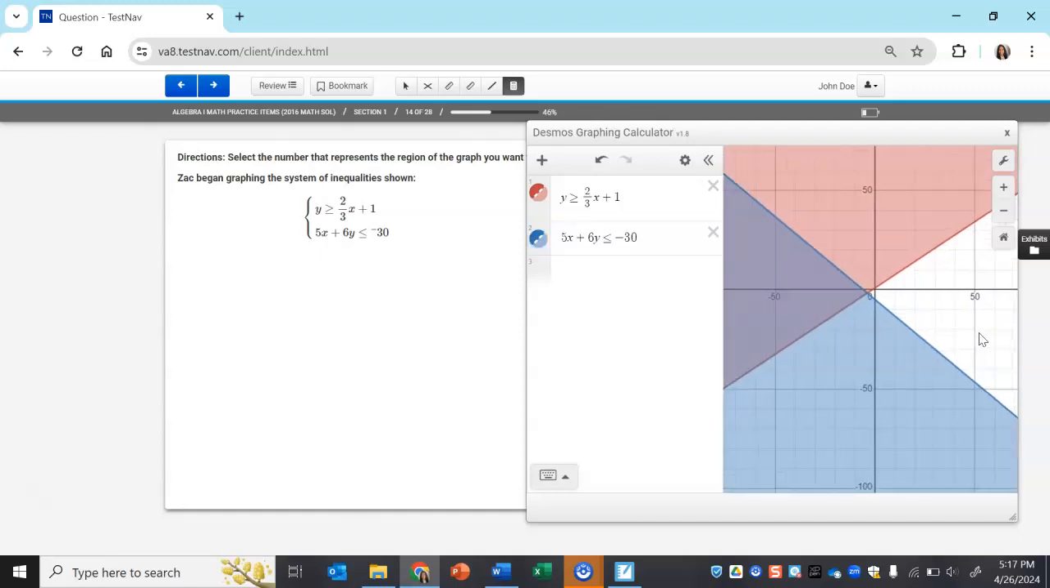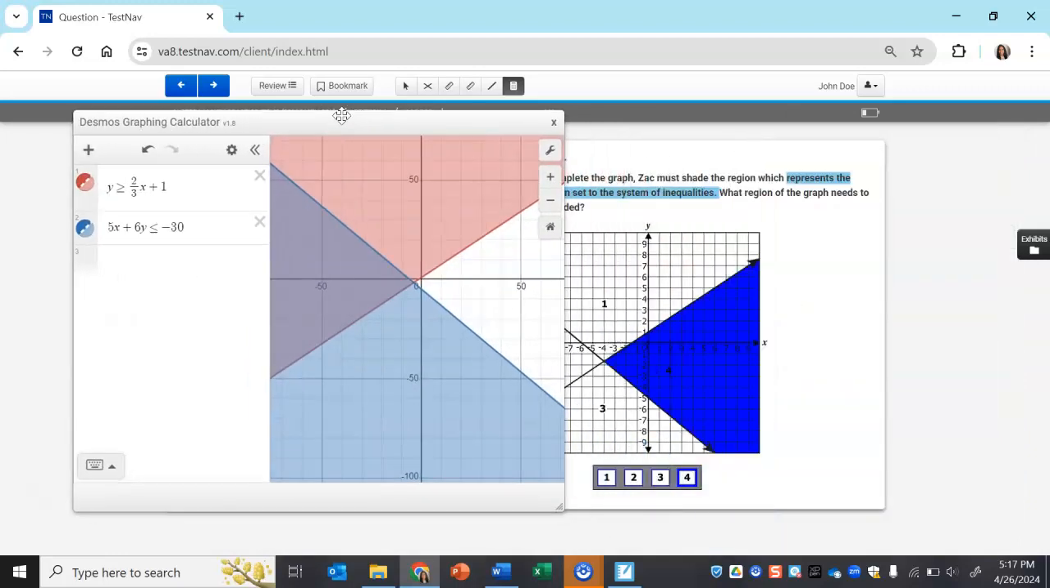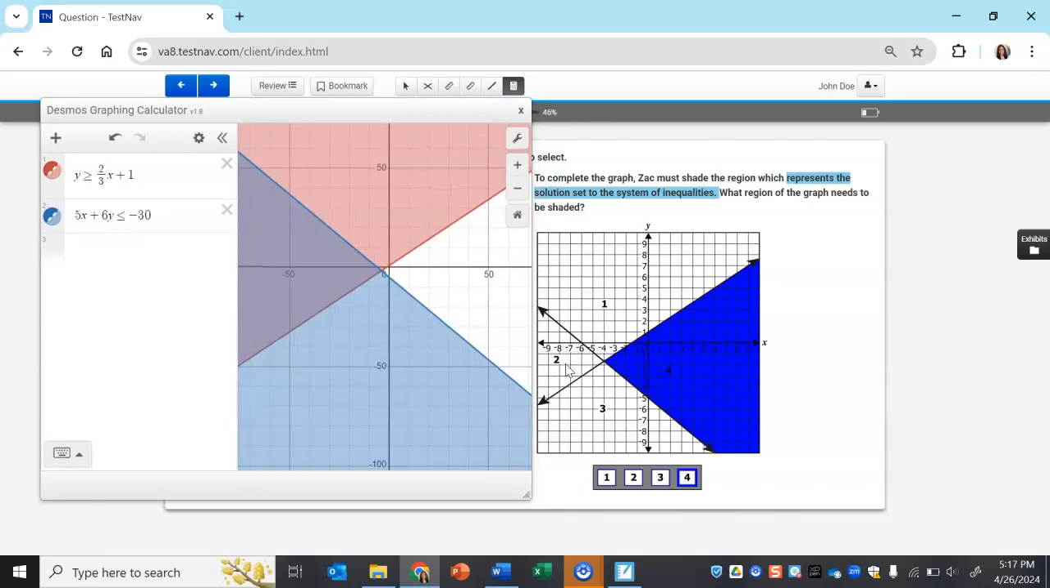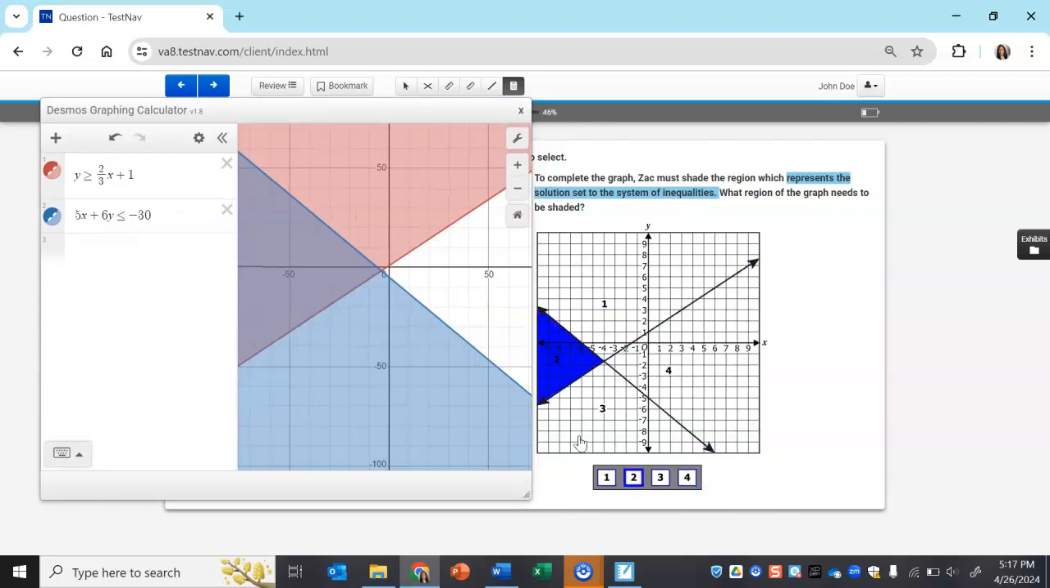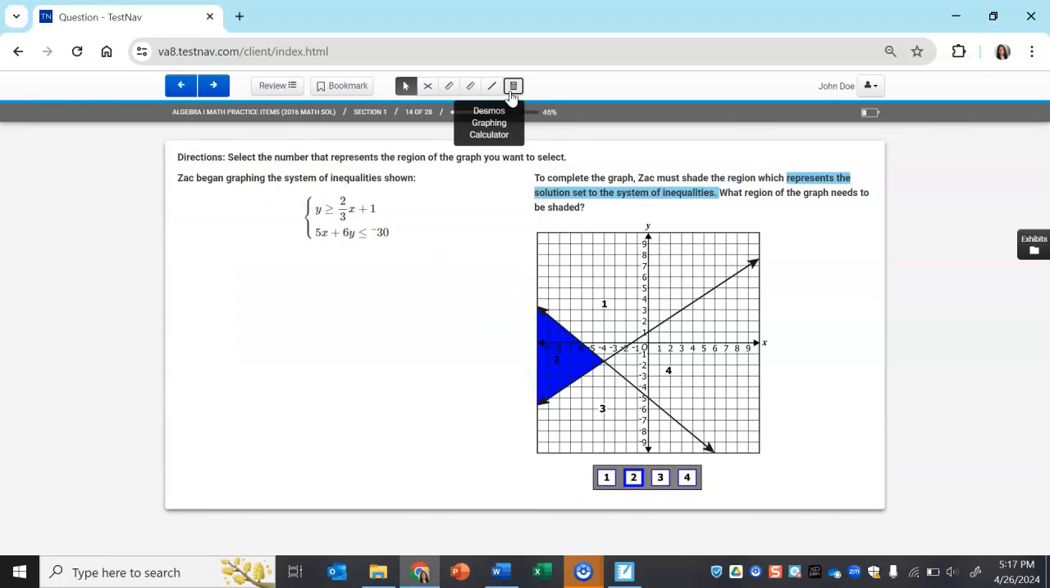And my solution set is where it's double graphed, meaning the red and the blue graph here, whatever color pops up. Now it could be other colors for you, but it's basically where it's double graphed right here. So this is section number, let's see, 2 right here. So I'm going to press 2, and that's how I answer that question.